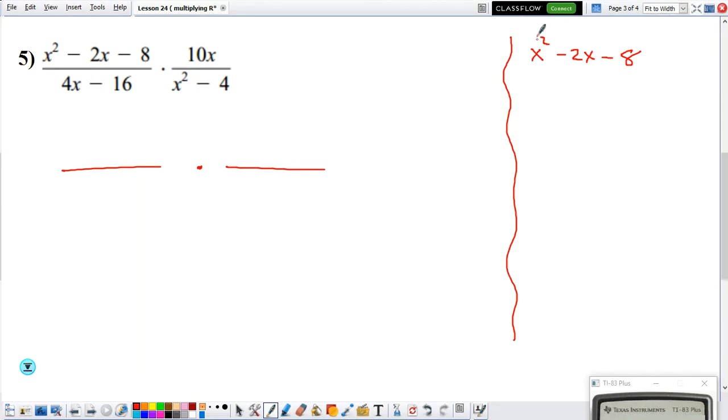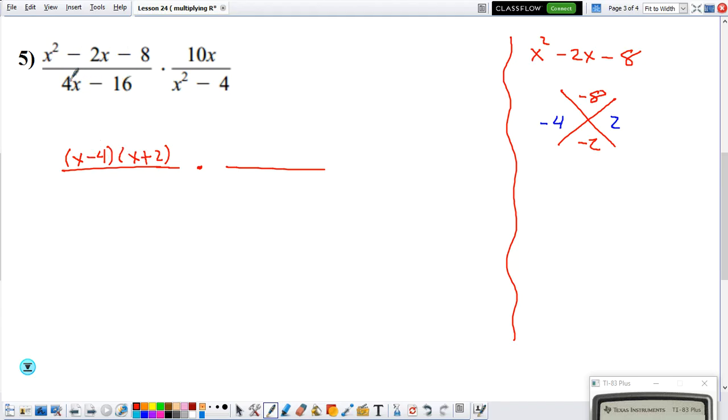Three terms, second exponent, leading coefficient is 1, so I can do the x method. Number on top, 1 times negative 8, so that's negative 8. Number at the bottom, negative 2. Two numbers that multiply to give negative 8 and add up to negative 2. That's 4 and 2, which gives me 8. If I make this negative 4, negative 4 times 2 is negative 8, and negative 4 plus 2 is negative 2. So I can rewrite the top as x minus 4 times x plus 2. Alright, so we rewrote the top, so here we have it.